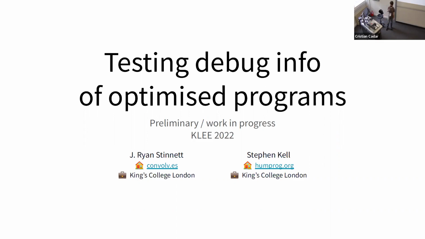Right, so my name's Ryan. My co-author Stephen Kell and I are working together on testing debug info for optimized programs. I guess just at the outset, I want to say this is preliminary work that we're still working on, and hoping to submit later this year. But yeah, diving right into this.